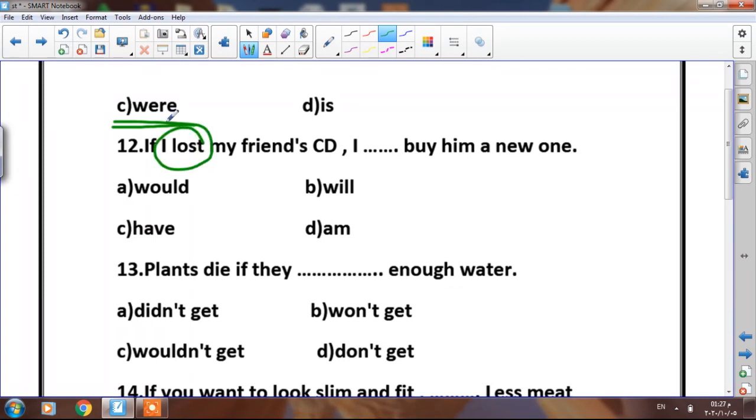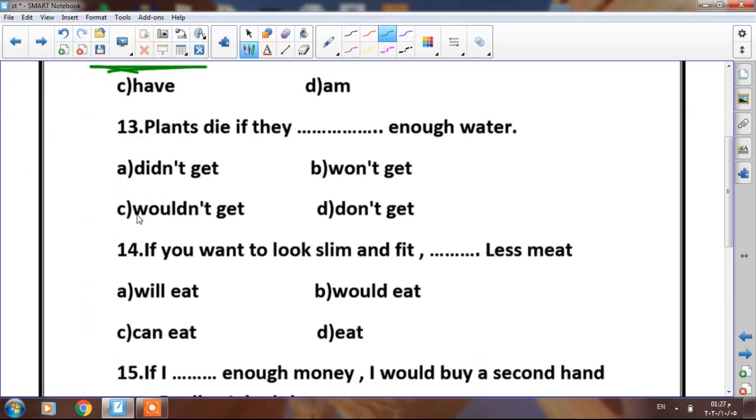If I lost, circle around the word lost. If I lost my friend's CD, what would I do? Here, you lost, past simple, so I have to choose I will buy, of course, no. So I will choose I would buy him a new one, because after if I have past simple, so I have to choose past simple then would.